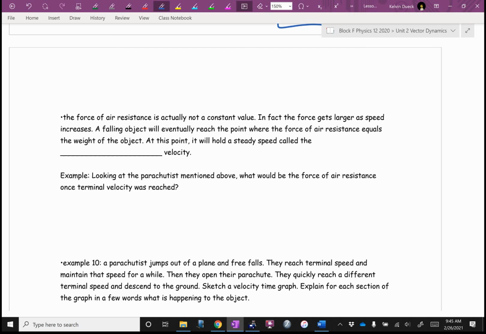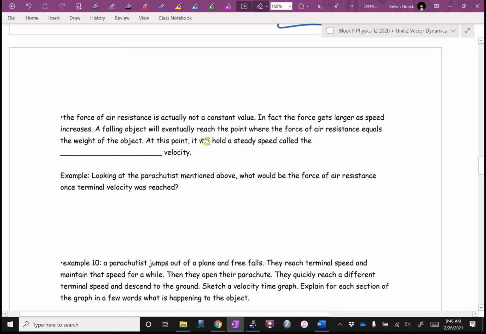And I think it depends on v squared. So if you're going twice as fast, air resistance is 4 times as big. If you're going 3 times as fast, air resistance is 9 times as big. And we'll talk about another squared situation in our future. Anyways, the force gets larger as speed increases.